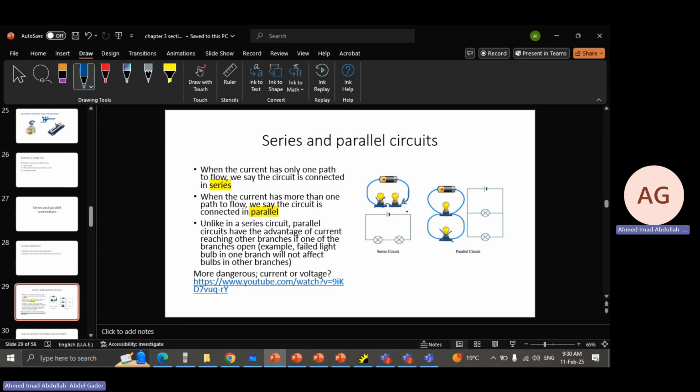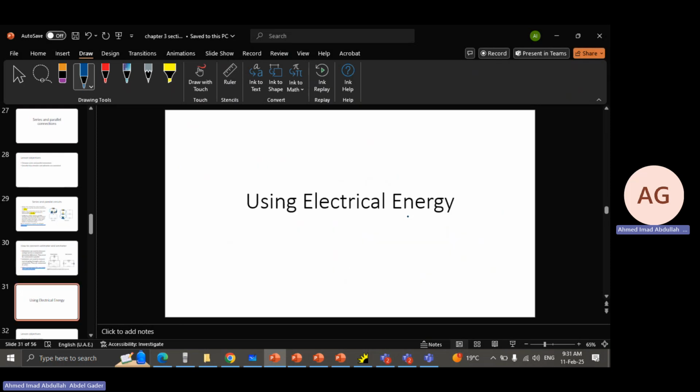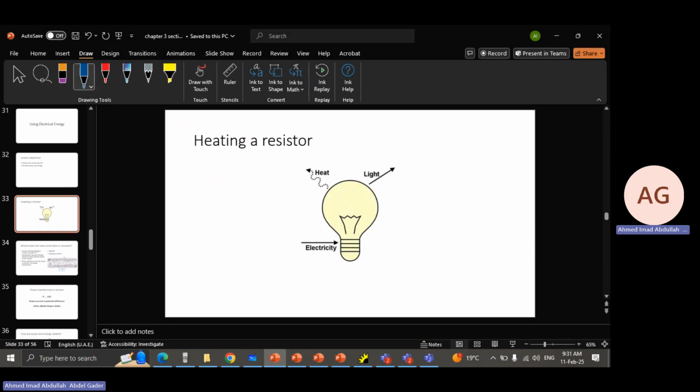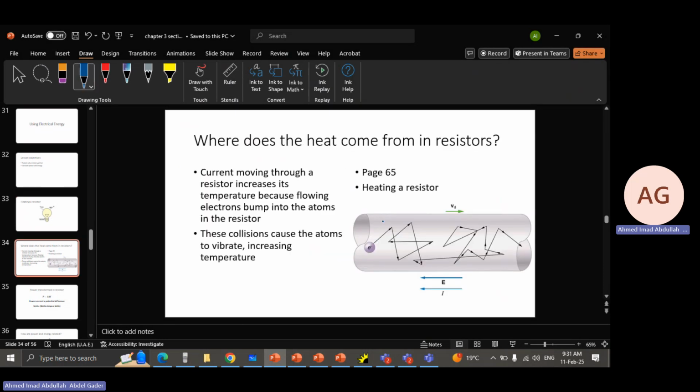And we will get into the specifics of these two later on. Now, using electrical energy, why do resistors and wires get hot? The reason they get hot is, let's consider this section of a wire. As an electron passes through a wire, the wire is not made of empty space.